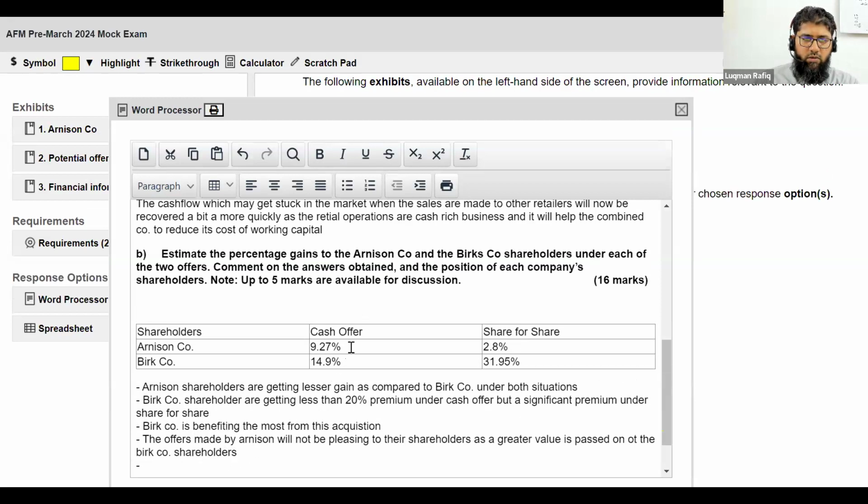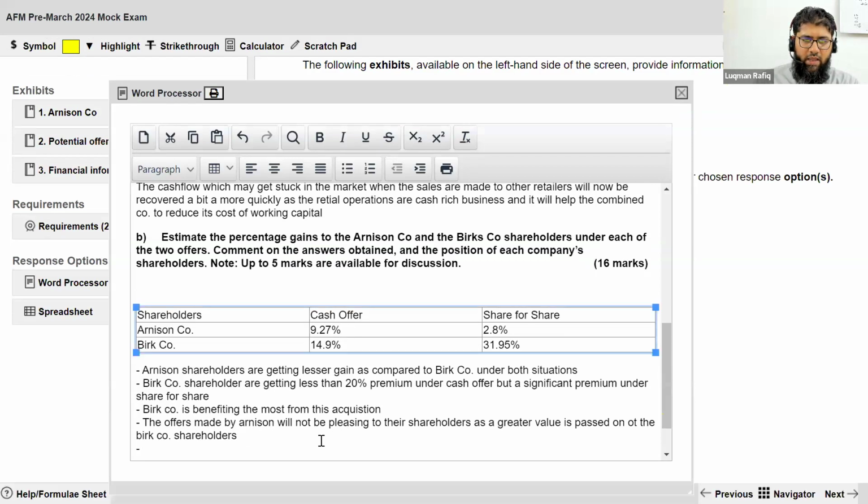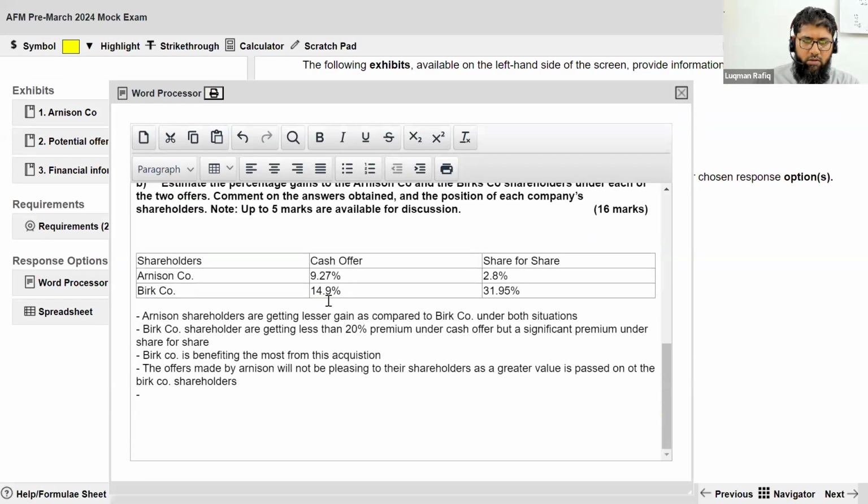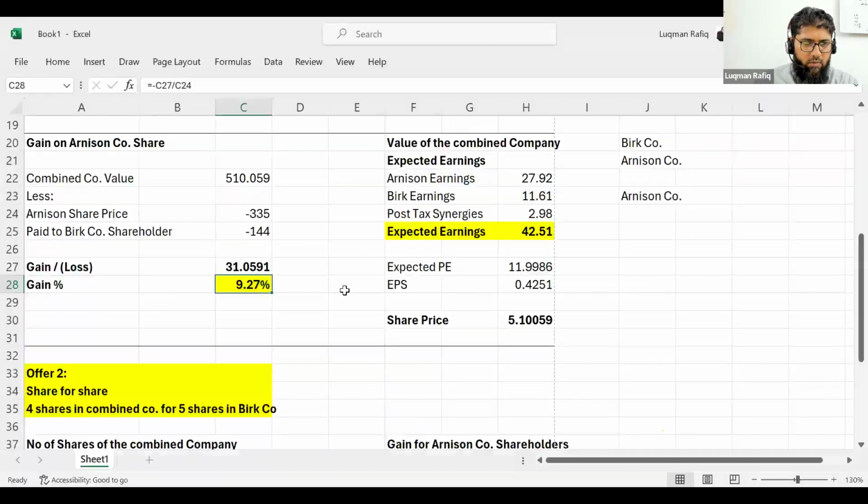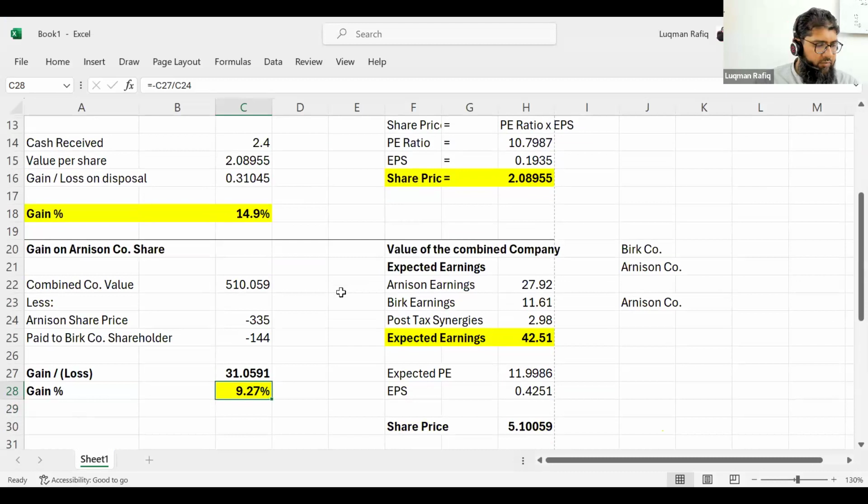Okay, sorry. Now, did I put the wrong value or what? I don't think I put the wrong value.